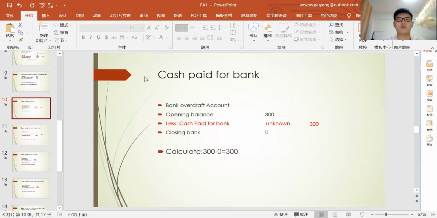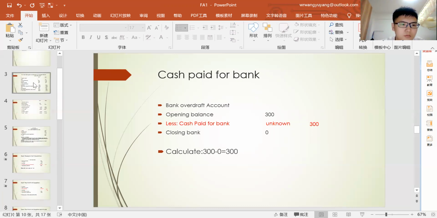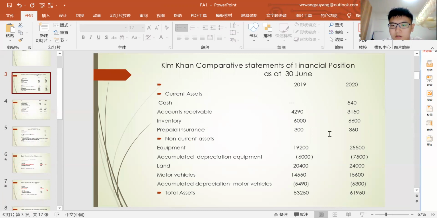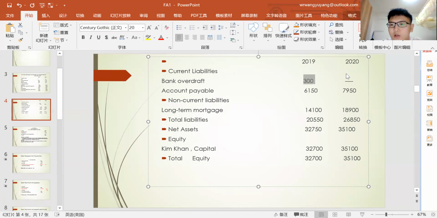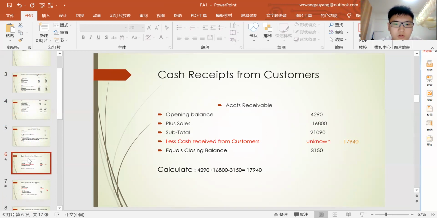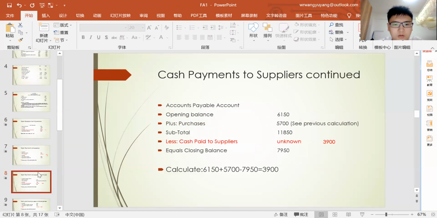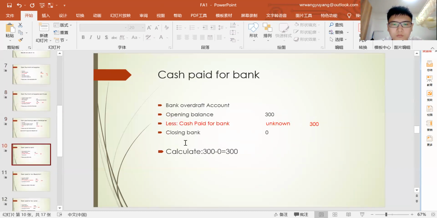The next step is the cash paid for the bank, the bank overdraft account. The opening balance is 300, and the closing balance is 0. So the cash paid for the bank is 300.